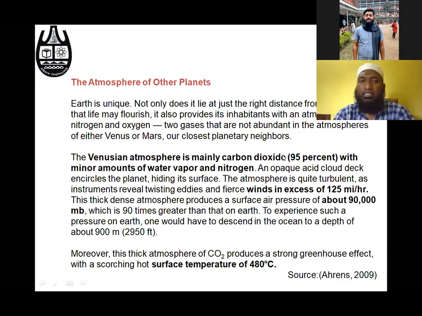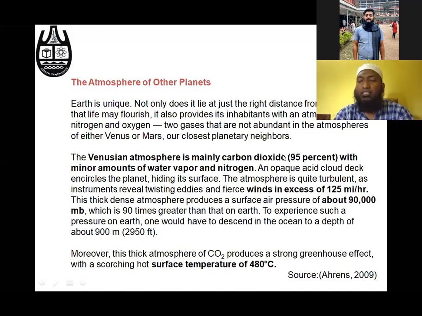For example, we can start from Venus. In the Venusian atmosphere, the most abundant gas is carbon dioxide, and a minor amount of water vapor and nitrogen is also present. With these components, the Venus atmosphere also shows an opaque acid cloud that encircles the planet and hides its surface, so we cannot see the surface due to its opaque characteristics.